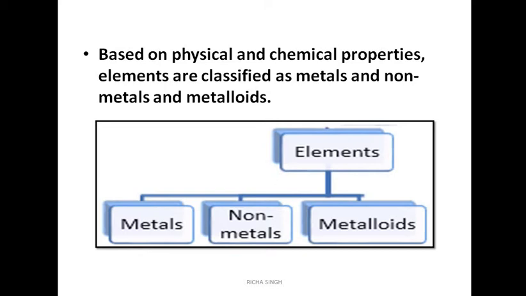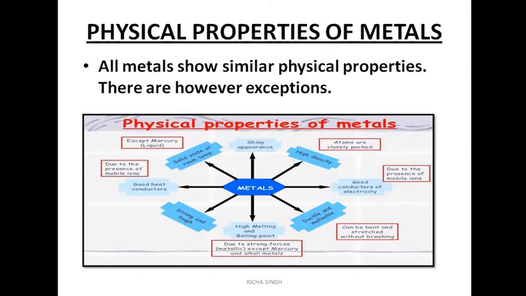You know that elements are pure substances. They cannot be further broken down. So based upon the physical and chemical properties, elements can be metals, non-metals and metalloids. Metalloids are the elements which show the properties of both metals and non-metals. So first, in this video, we will be discussing the physical properties of metals and non-metals.